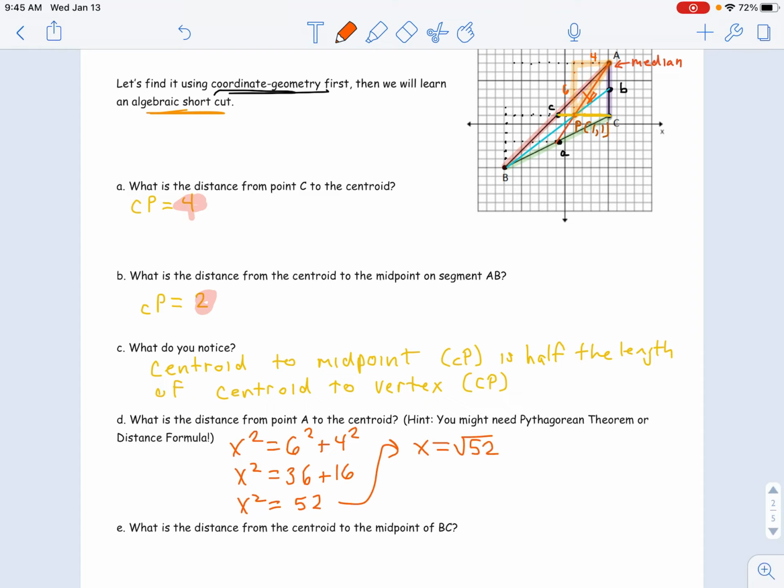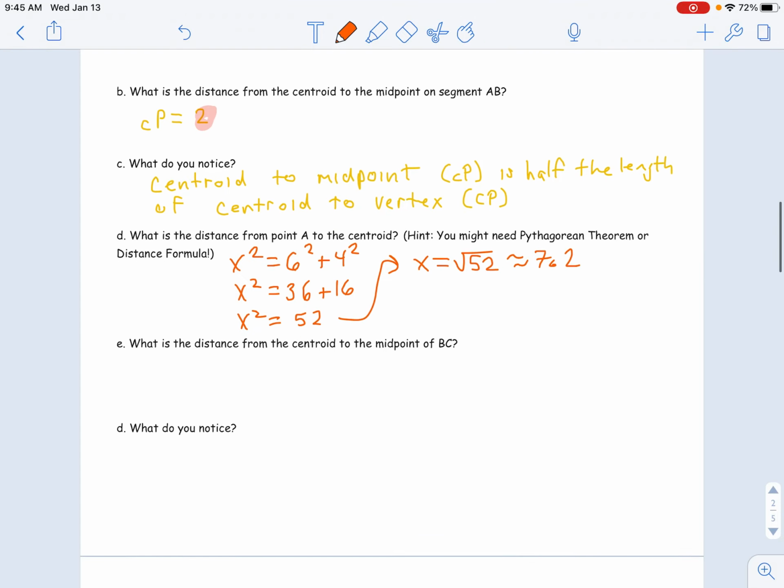Which, let me get my handy calculator. Where's my calculator? Lost it. We'll just keep it. We'll write 7.1-ish. Or we'll say about 7.2. How about that? All right. Don't know where I put my calculator. I gotta find that. Anyways.